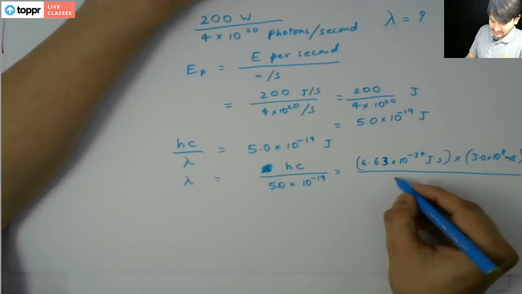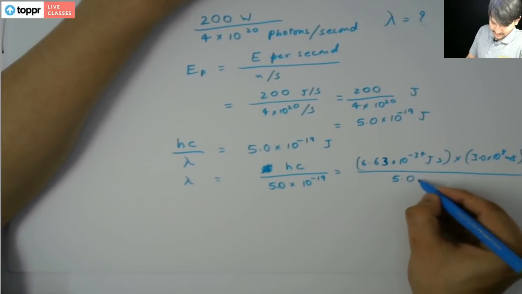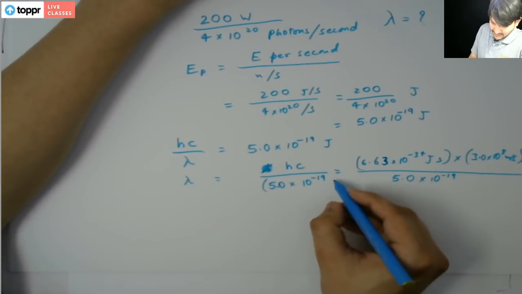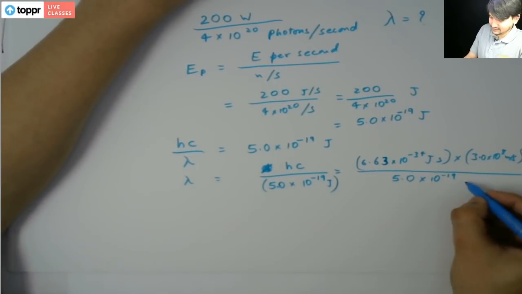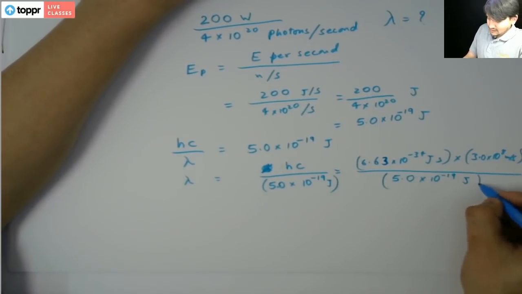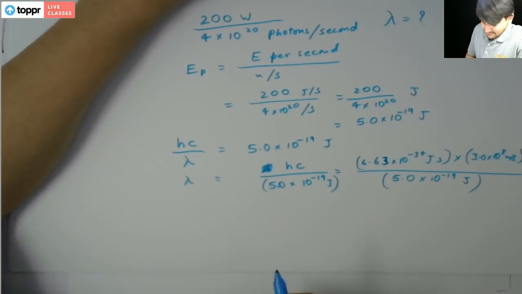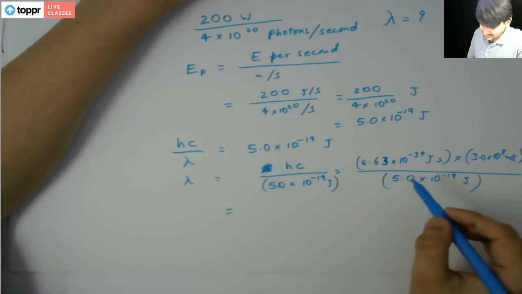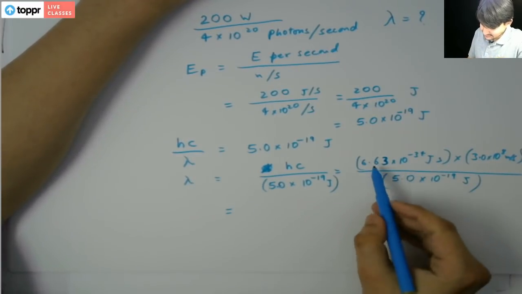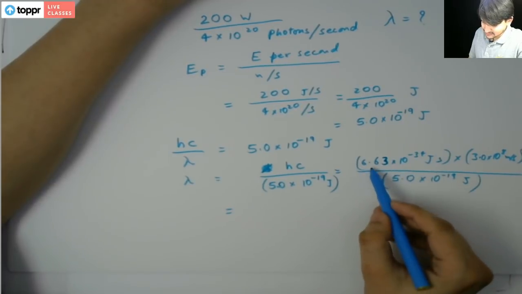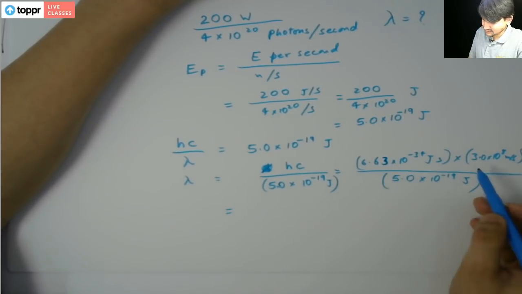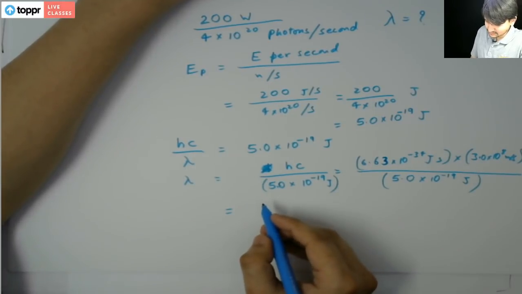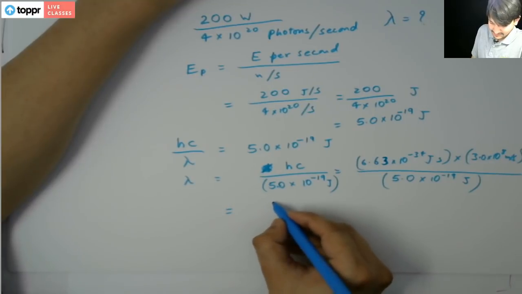And the denominator is always known to us, 5.0 into 10 to the power minus 19. Why don't we write the unit here? So all units are in SI. We are confident to get the unit in meter here. So if I solve it like that, 6.63 into 3 is coming out to be around 20, but it will be less than 20.